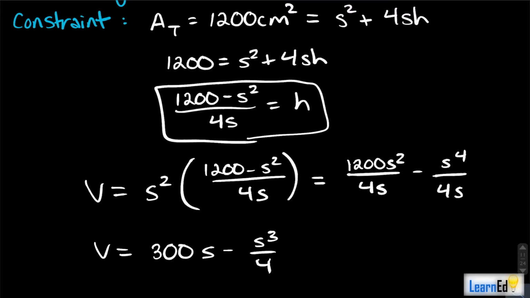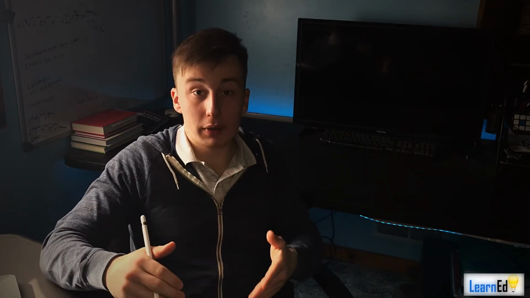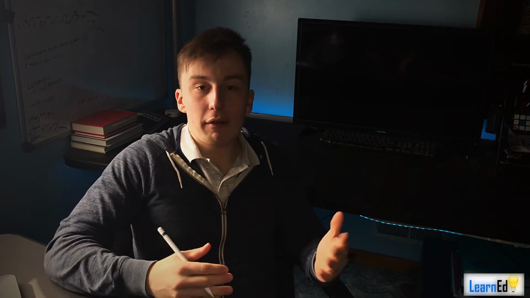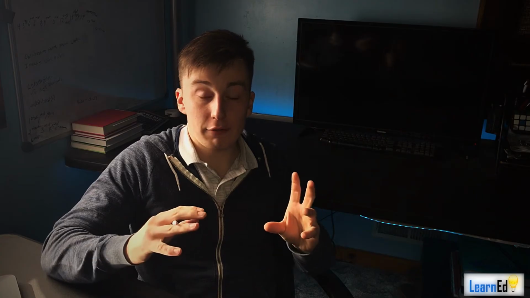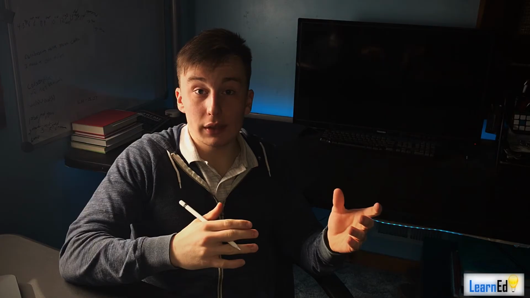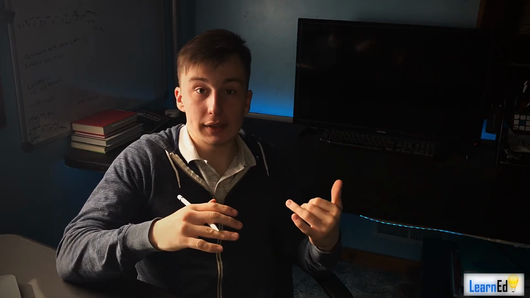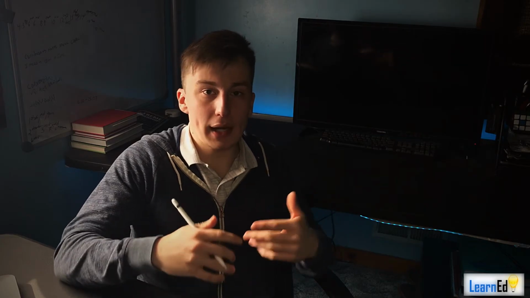Okay, so now we have something that's going to be really nice to take a derivative of. The reason we're going to take a derivative is because we're trying to find that largest possible volume. So we take a derivative, set it equal to 0, and find what values of s make that 0. Then verify that it's a maximum, and go from there.